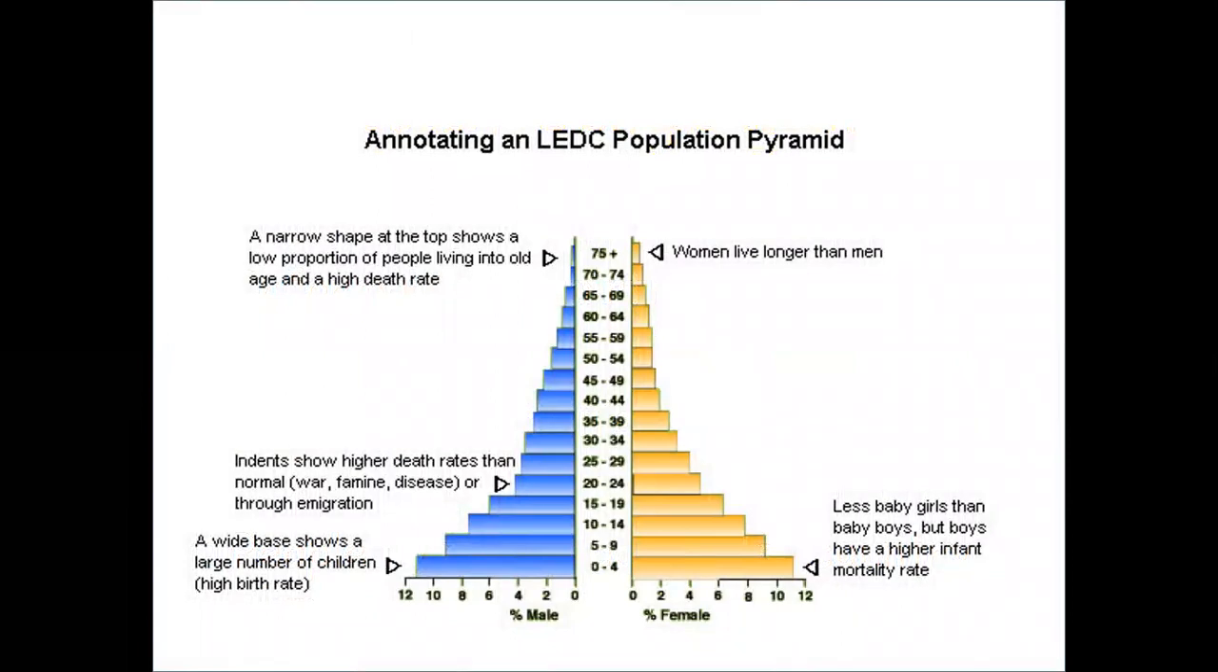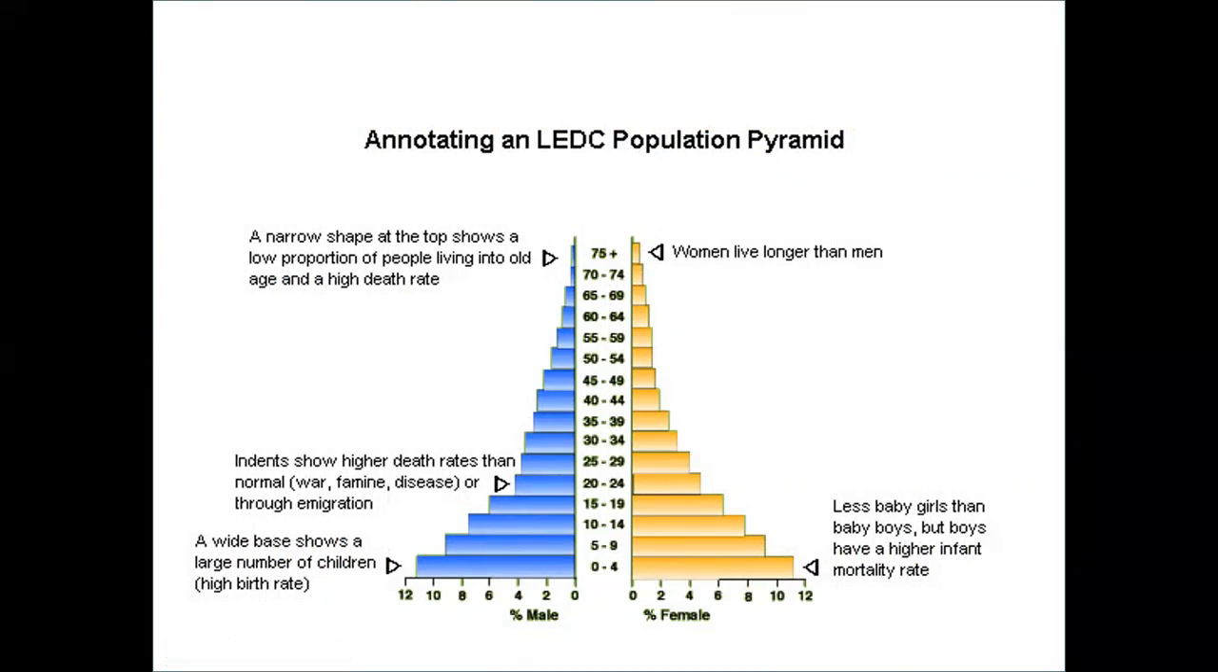Let's talk about annotating a less developed country's population pyramid. A narrow shape at the top shows a lower proportion of people living into old age and a high death rate. By looking at this bar, you can understand the death rate is very high at age 75 or before, meaning from 70 up to 74. You can also consider that women live longer than men, because their death rate is lower than men's.